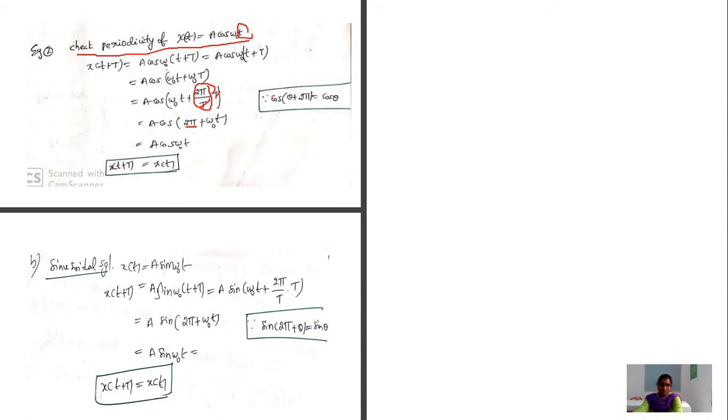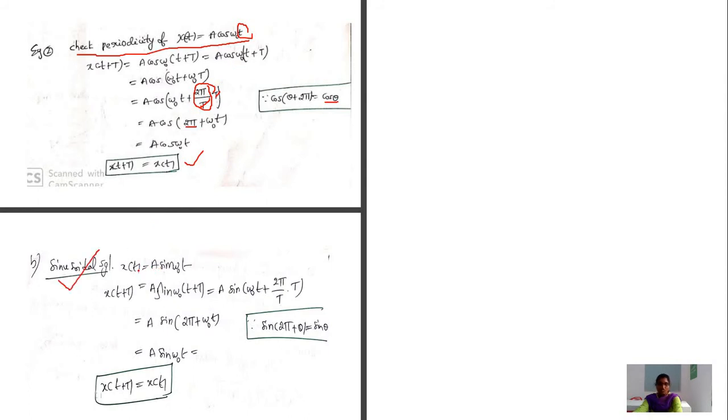You know from trigonometry, cos(2π + θ) is cos θ only. 2π plus something means the same. A cos ω0 t. You got x(t + T) = x(t). It satisfies the condition. So the original cos signal is a periodic signal. Let us check for the sinusoidal signal also.